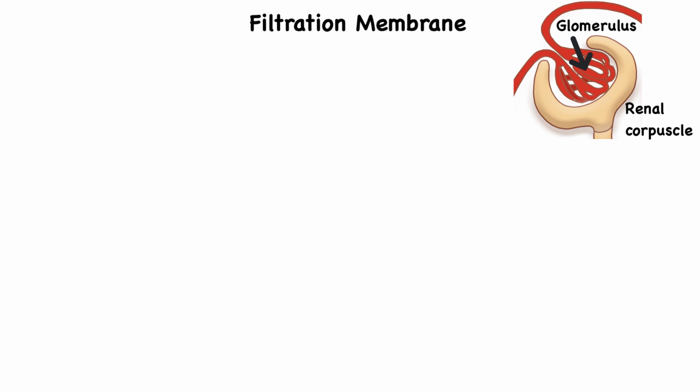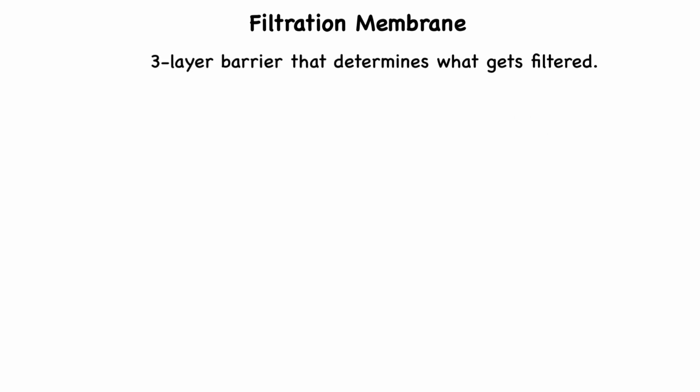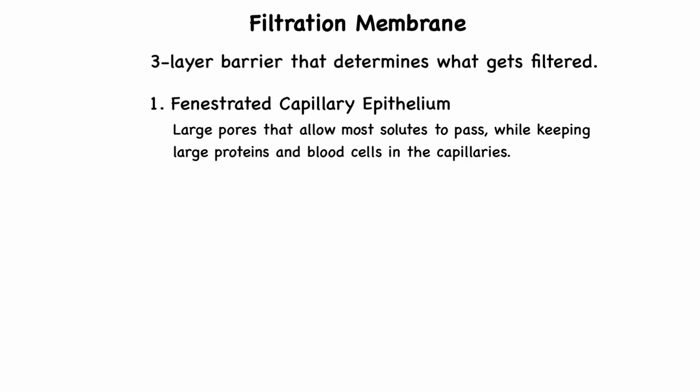The filtration membrane is a 3-layered barrier that determines what actually gets filtered. It is composed of fenestrated capillary endothelium. Remember, fenestrated capillaries have large pores that allow most solutes to pass, but it blocks those large proteins and blood cells, keeping them inside the capillaries.